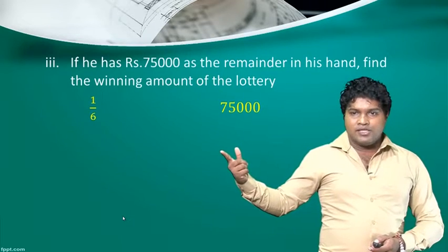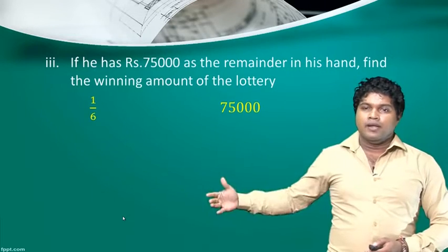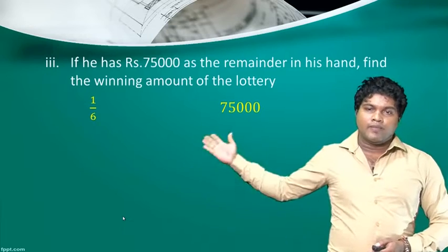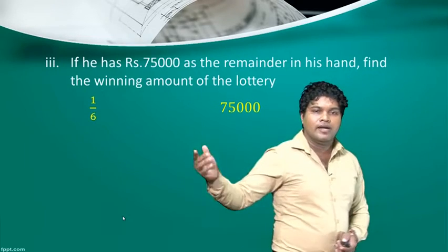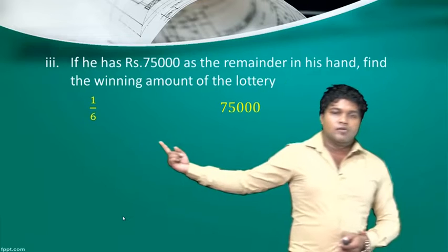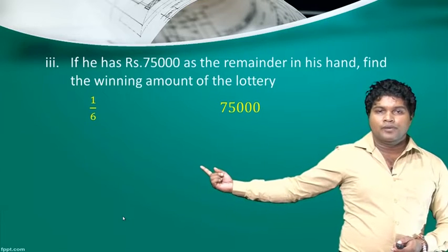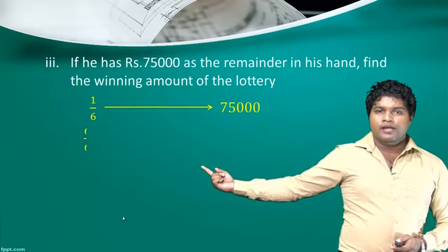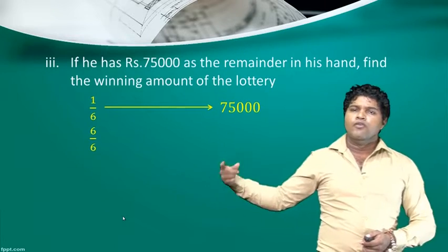It was 1/6. You can remember the previous diagram. The 1/6 is the relevant fraction for this. This was 75,000 as an amount. Then we have to find the winning amount.